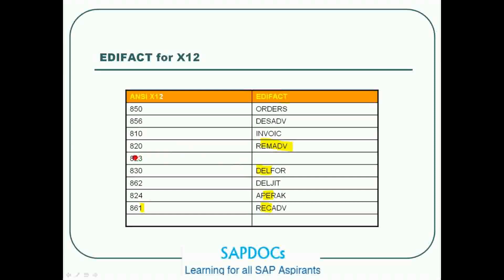I could not find any EDIFACT message corresponding to 823, the lockbox, because the lockbox is primarily used in the US. This way the bank receives all the cash receipts for one of its customers, in this case your company, and then at the end of the day it lets you know how much cash you received. With that, we'll end this order to cash session.